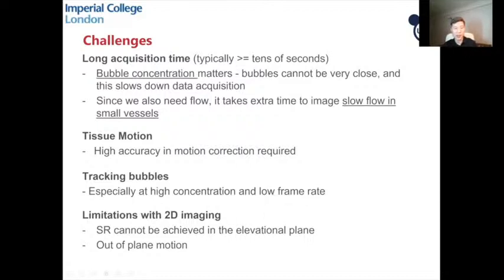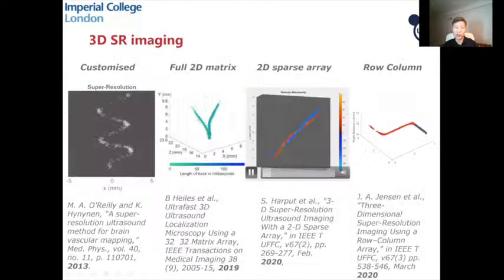That's another challenge. And the limitations with 2D imaging, because you only achieve super resolution within the imaging plane, but in the elevational direction, you're still diffraction limited in resolution. And another problem with 2D imaging is when you have out of plane motion, then there's really very little you can do about it. So we need to develop 3D imaging technology, and that is what you're looking at here.